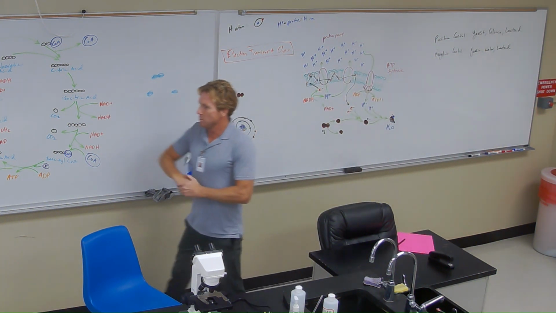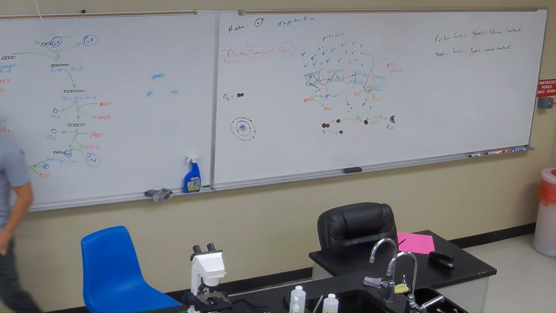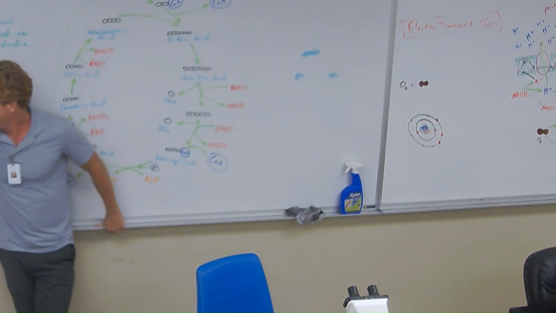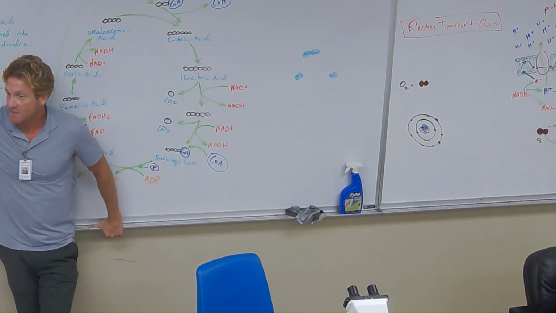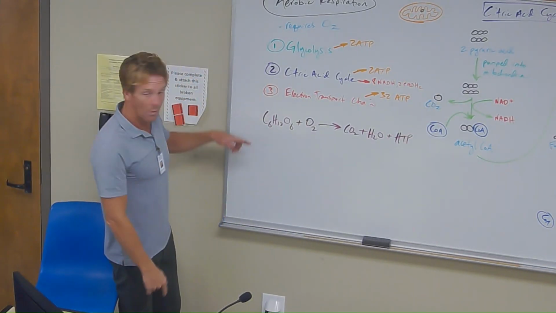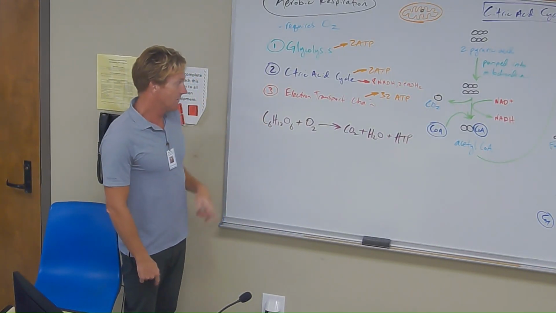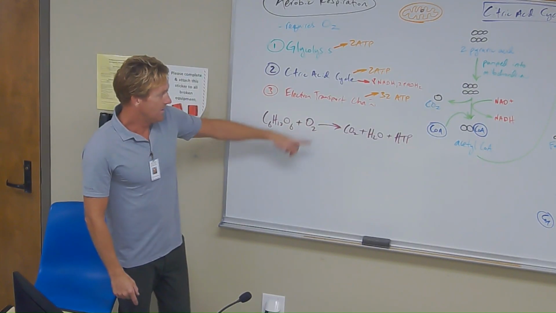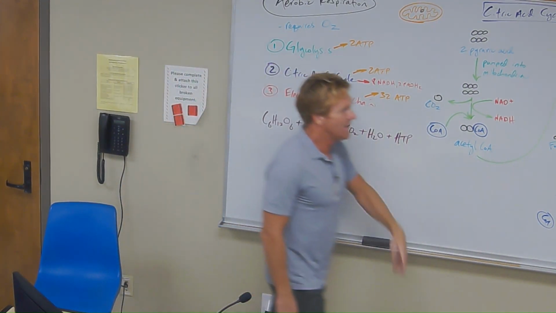So, just to review here, if we come back over here to this overall equation, what we have is glucose right here, mixed with oxygen, right? We kind of move the camera over a little bit more. Let's see if it'll follow me here. There we go. So what we get is glucose plus oxygen yields carbon dioxide, water, and ATP.